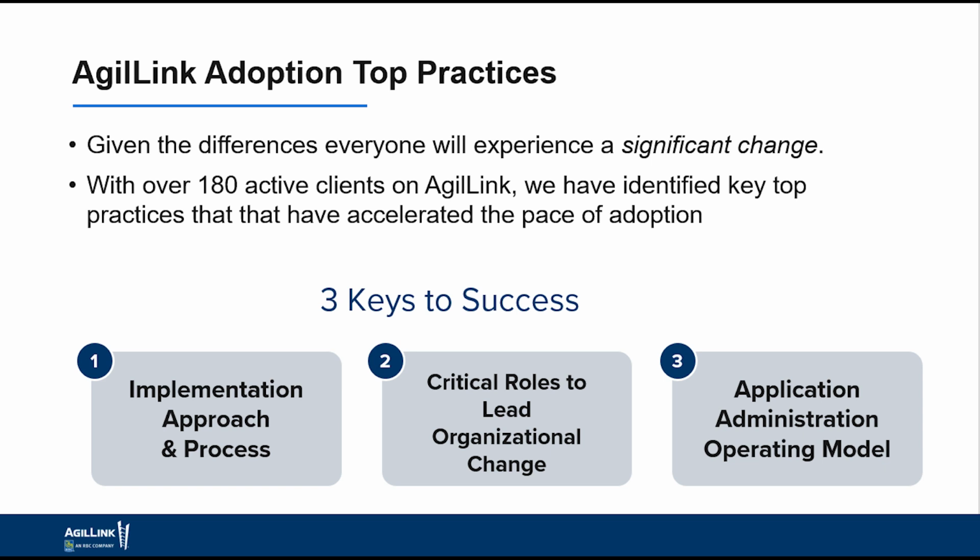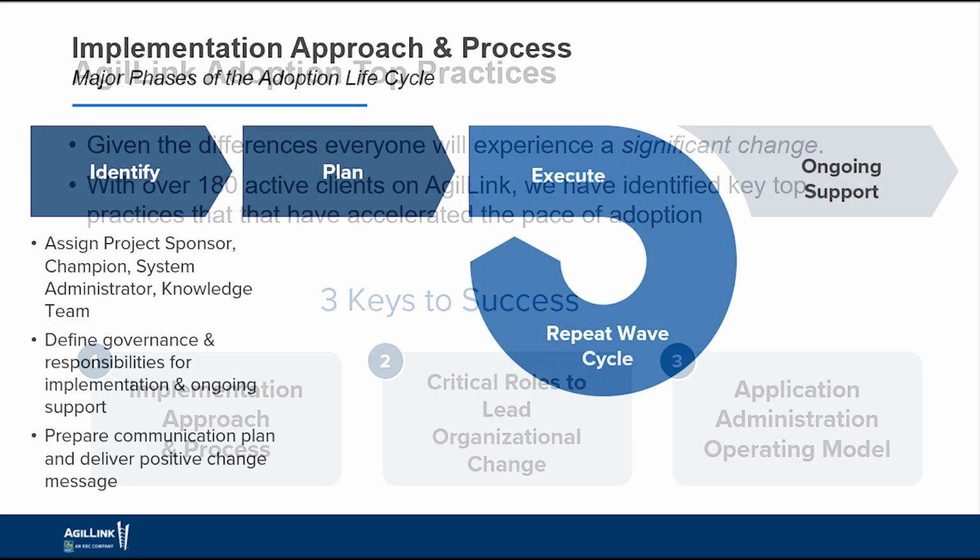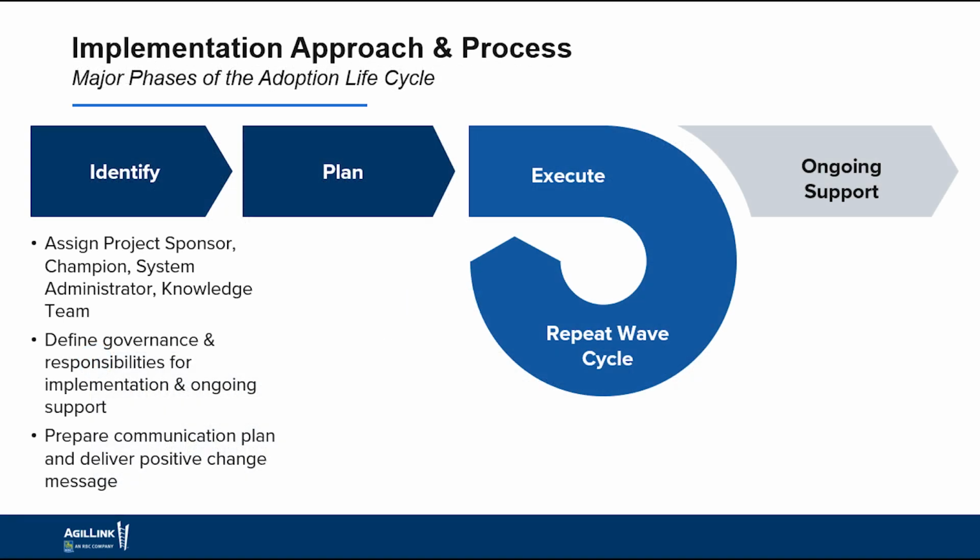Identifying critical roles to lead your change. And then finally, the third step is figuring out what your ongoing operating model is. So with those 3 things in our sights, let's get down to the nuts and bolts of how to put it together. Who's involved and what their roles are is the very first step to a successful journey.